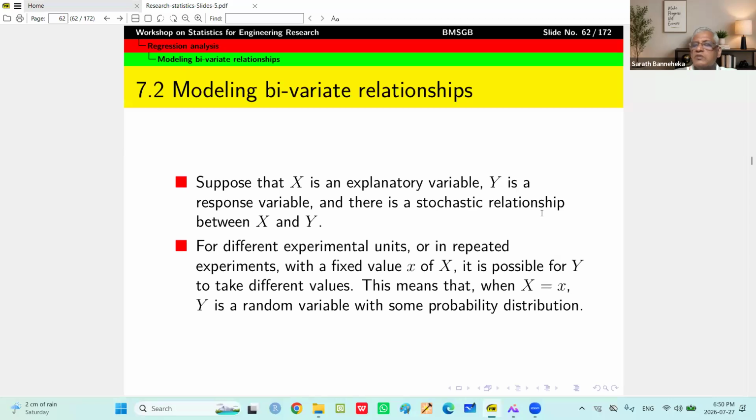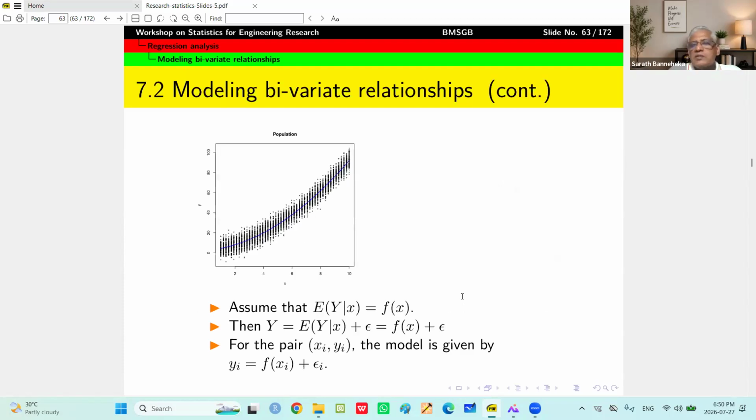This means that when x is equal to simple x, where capital X is the label for the variable and simple x is a value, y is a random variable with some probability distribution. For a fixed x, y can vary. So it can be considered as a random variable. And if it is a random variable, we can talk about some probability distribution. Usually we don't know what the probability distribution is, but if it is a random variable, there is a probability distribution. So let us assume a situation like this.